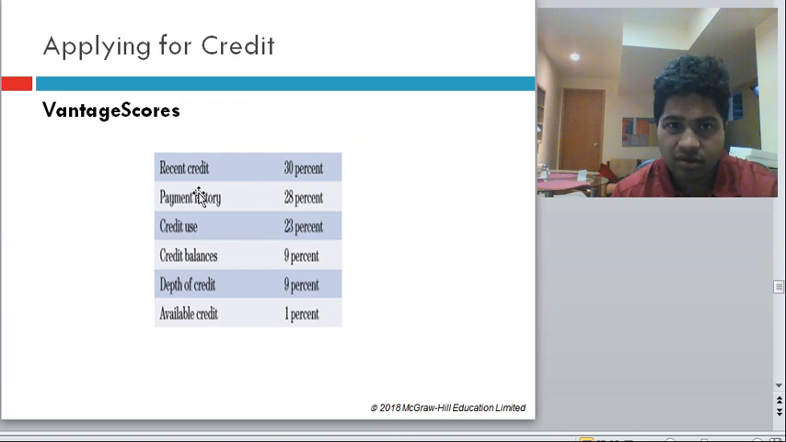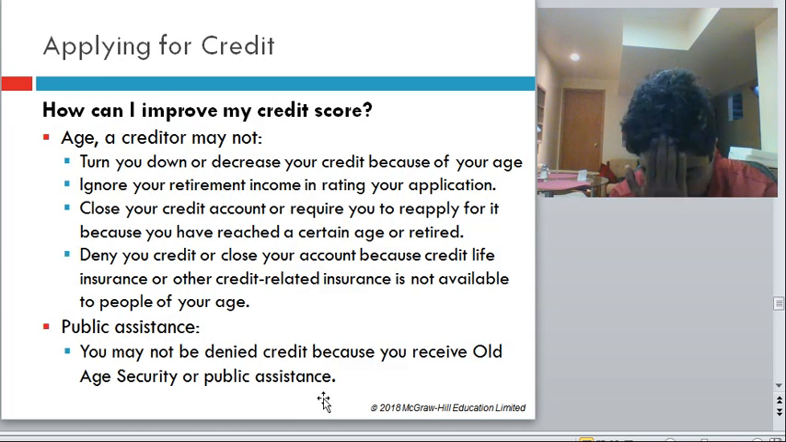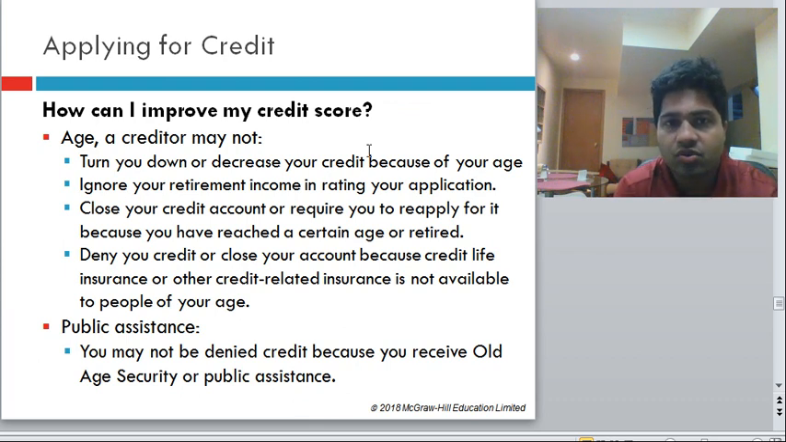So Vantage scores consider recent transactions you have taken, payment histories, credit use, credit balances, depth of credit, and available credit. All these are how they calculate the scores. They assign you letters, so you are super prime, prime plus, prime, or non-prime, etc. How can I improve my credit score?